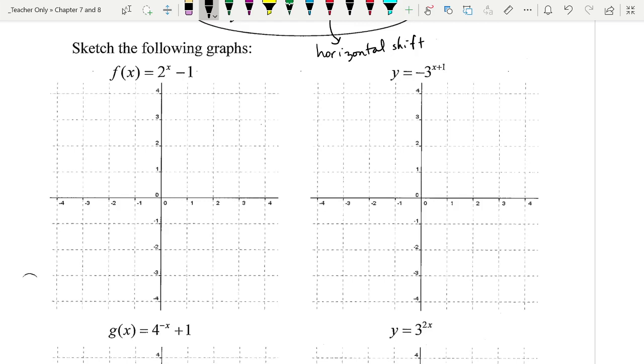So 2 to the x minus 1. Originally, my graph went through here, but now it's going to go through here. And originally, my graph went 1, 2. Now that's going to shift down 1.